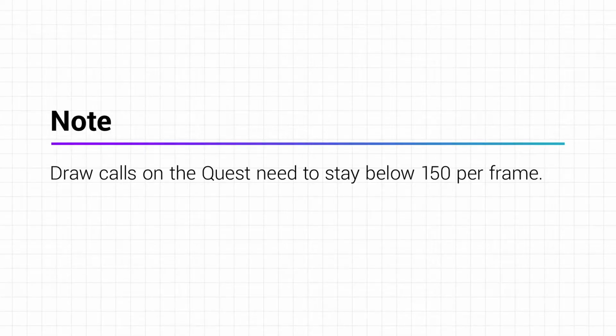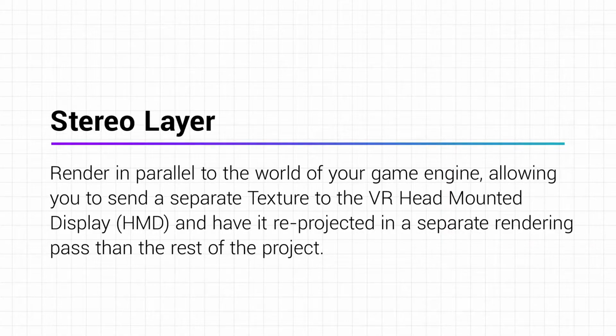Speaking specifically to Quest developers, this is especially important for Quest as the draw calls need to stay below 150 per frame. There is also another option, to use a VR stereo layer. Stereo layers render in parallel to the world of your game engine, allowing you to send a separate texture to the VR head-mounted display, and have it re-projected in a separate rendering pass than the rest of the project.